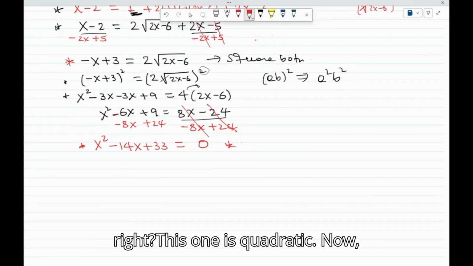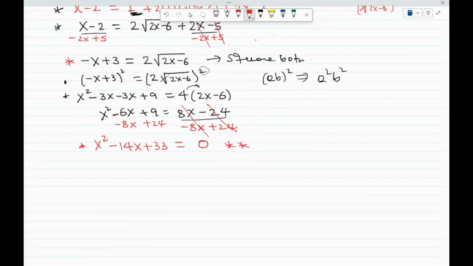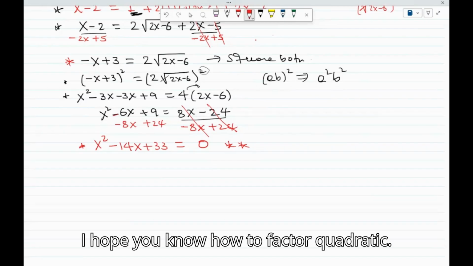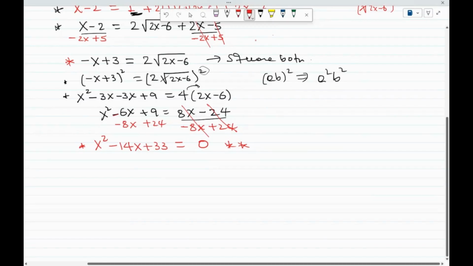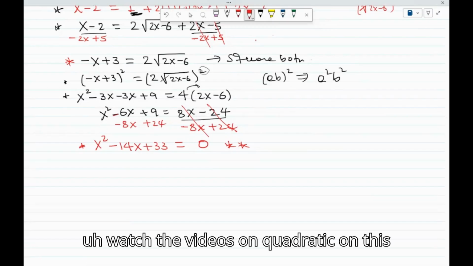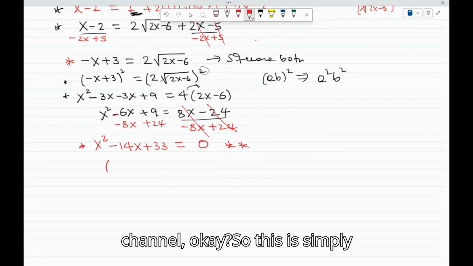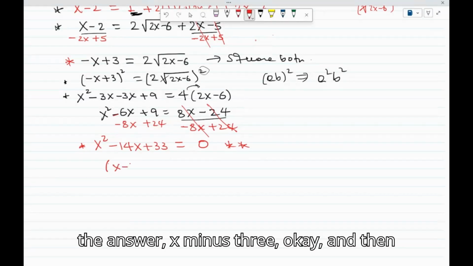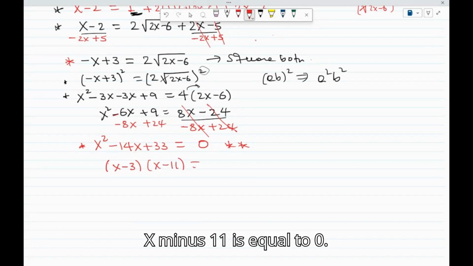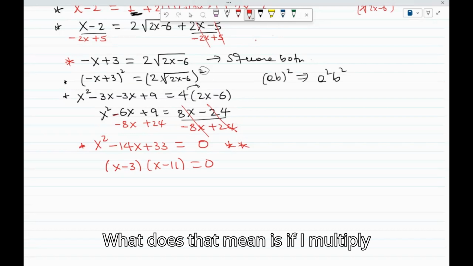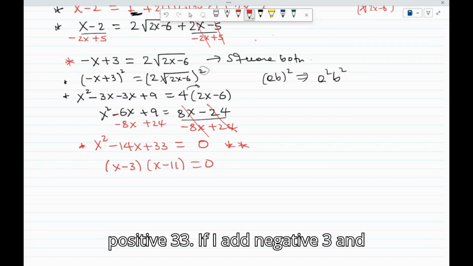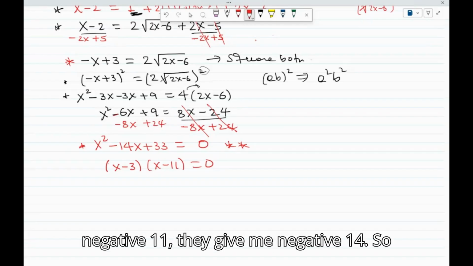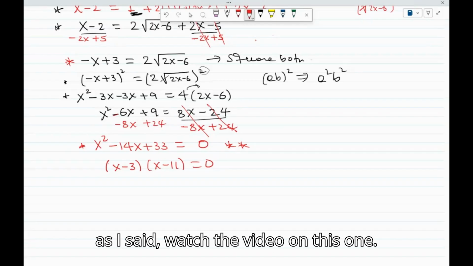This is quadratic. Now I hope you know how to factor a quadratic. If you don't, go ahead and watch the videos on quadratics on this channel. I'll give you just the answer: x minus 3 times x minus 11 equals 0. If I multiply negative 3 and negative 11, they give me positive 33. If I add negative 3 and negative 11, they give me negative 14. So as I said, watch the video on this one.